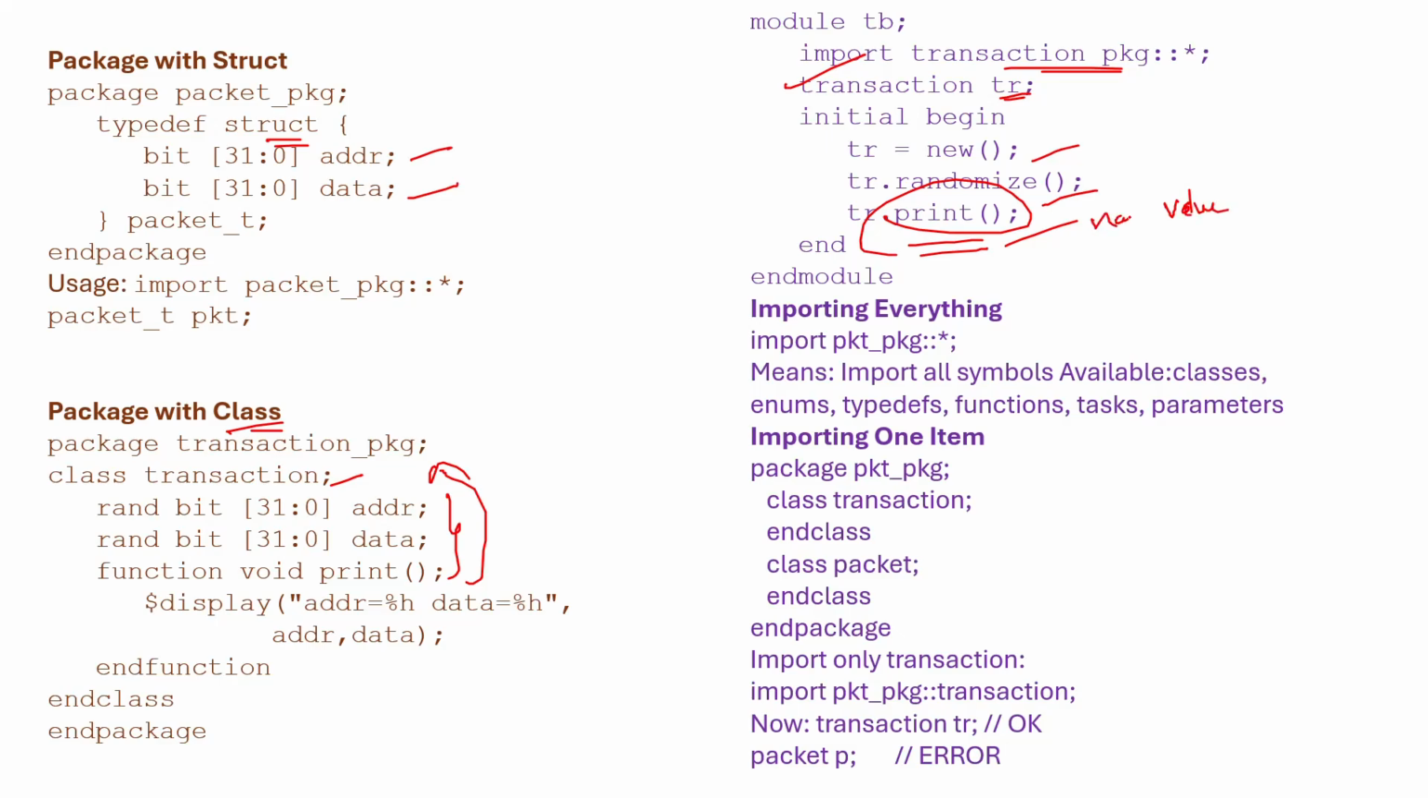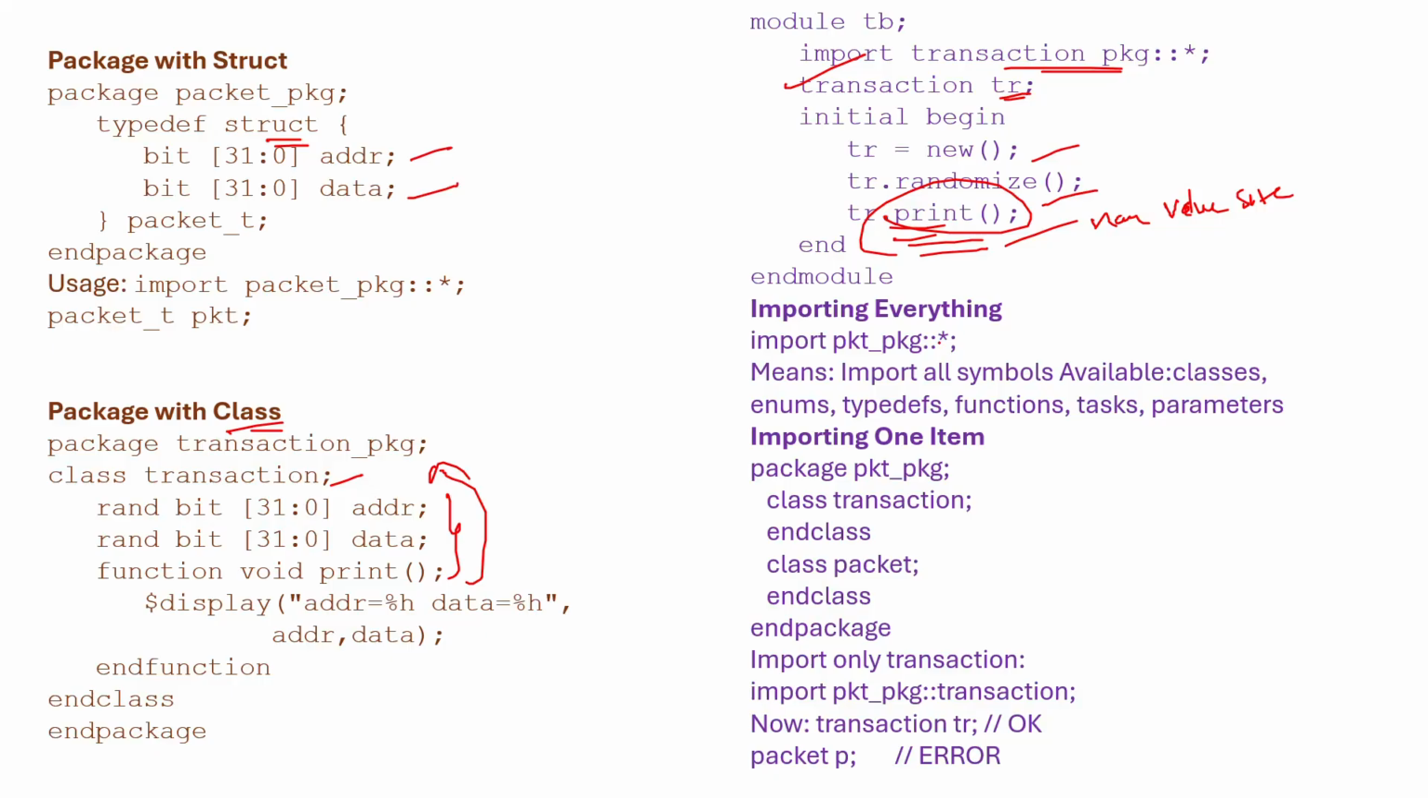Okay, so value, name, size, data type. All these things are displayed in your tabular format while you are calling that transaction.print.